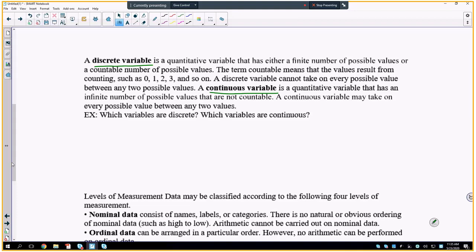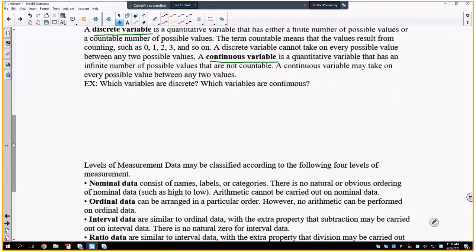It's numerical, but there are an infinite number of possible values, and we can't count them. A continuous variable may take on every possible value between any two values. So we'll make some sense of that in just a second. So it says which variables are discrete and which variables are continuous. So again, we'll need to go back to our chart. We want to look at discrete, continuous.